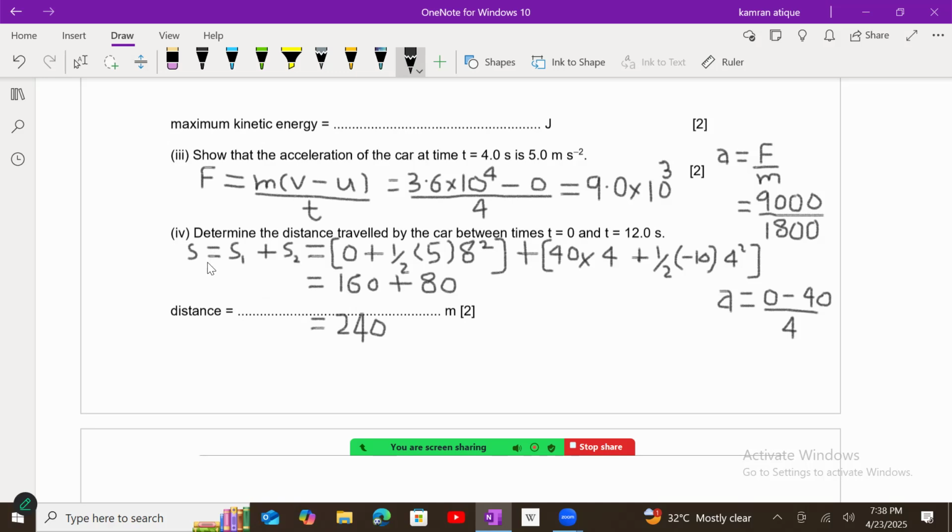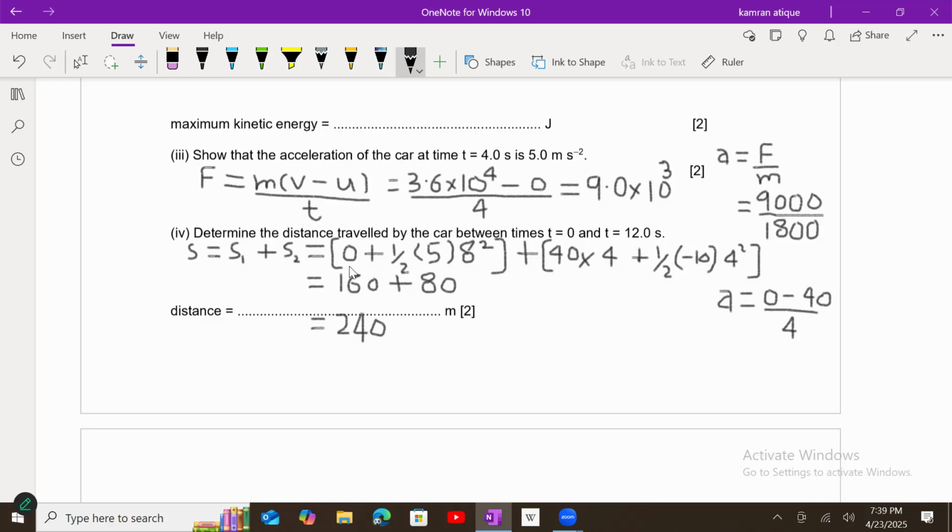So for S1, what I did: ut plus half at squared, as the initial velocity for stage 1. Stage 1 started from the 0th second when the stopwatch was started and ended at the 8th second. So for ut, I have multiplied 0 with the total time of 8 seconds because the initial speed was 0 here.